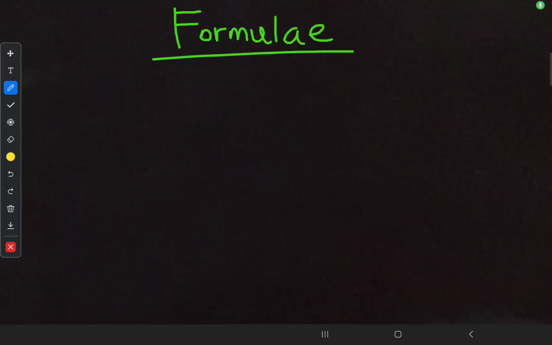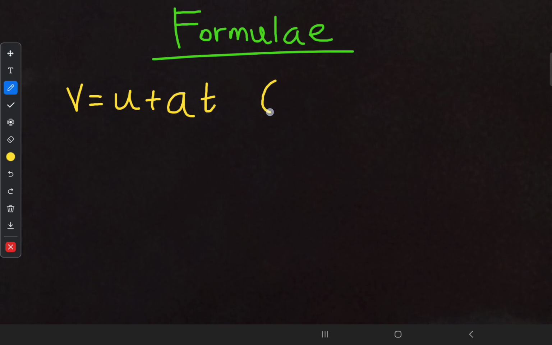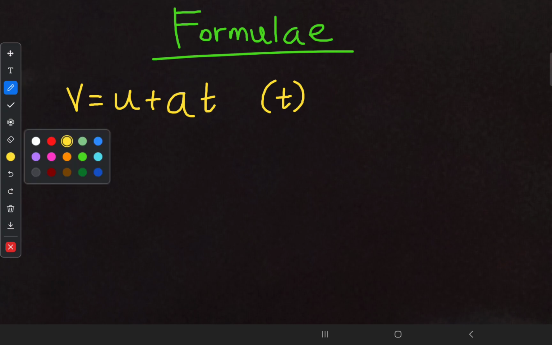This is formulae, the plural form of formula. If I give you a formula, for example, V equals U plus AT, and I tell you to subject T, it means you should keep T on one side of the equation. That means you should isolate T in this equation.